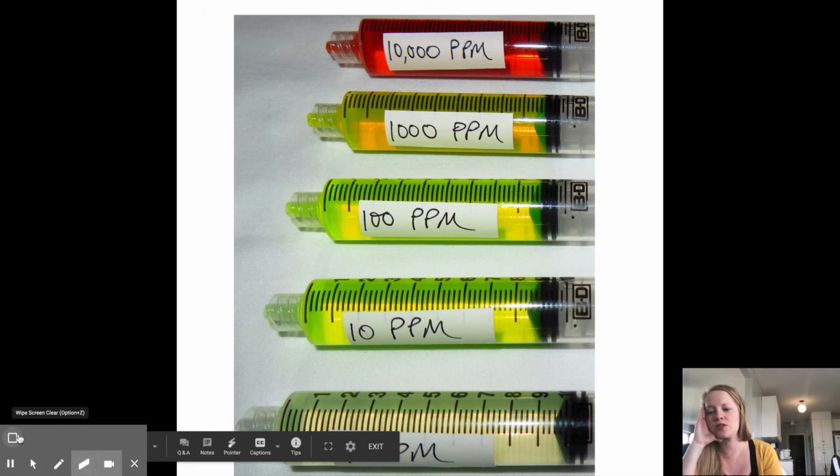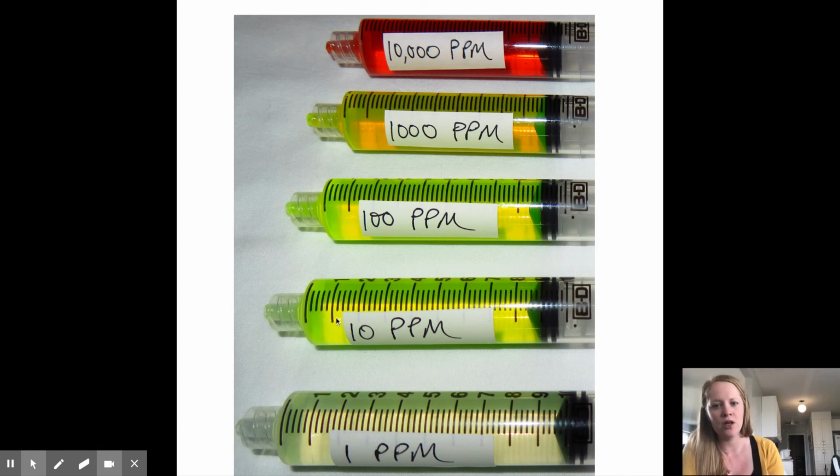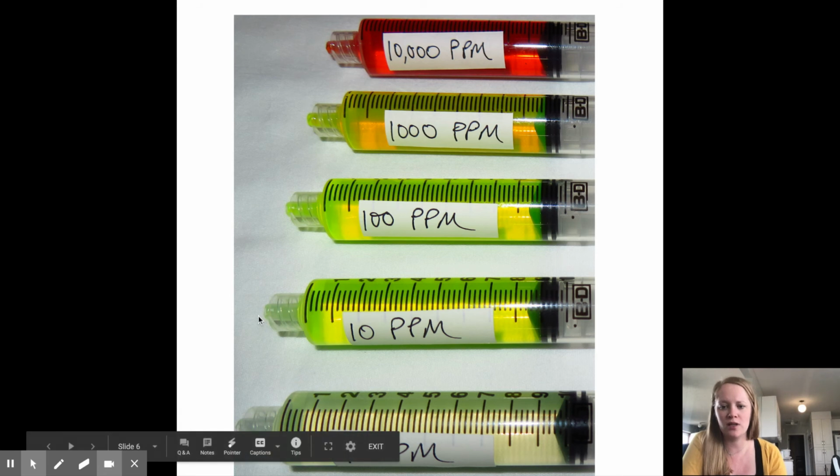So this is just another visual for you. The lower one is 1 part per million. The second one, you can even see the color difference, 10 parts per million. As you go up in concentration, you can see how much more intense that concentration actually is.